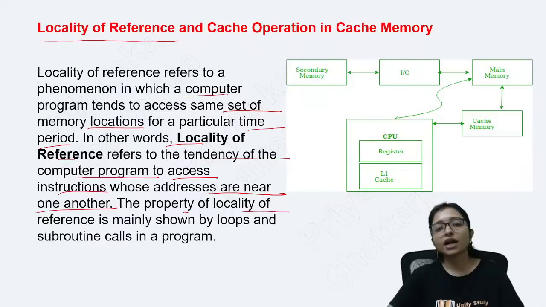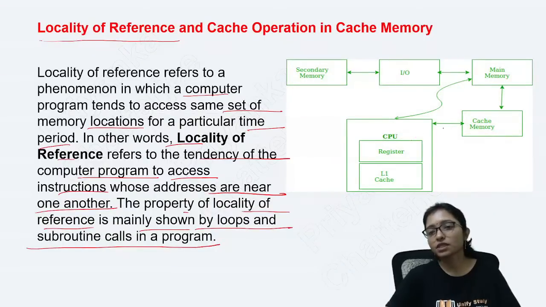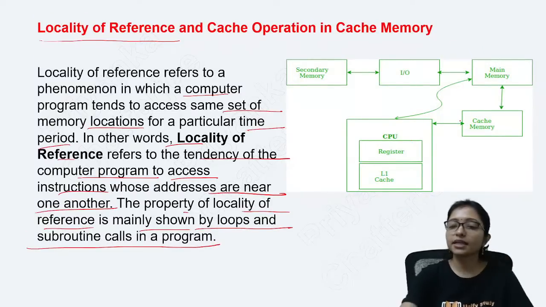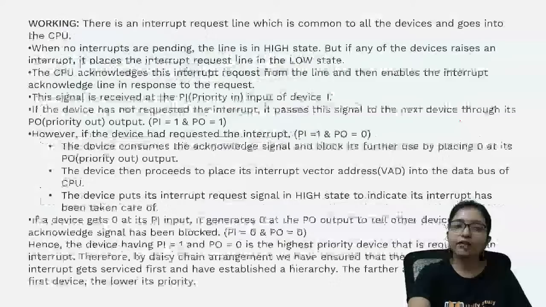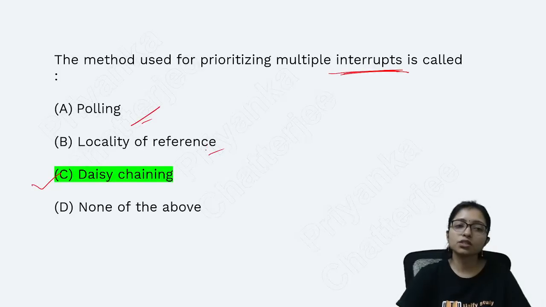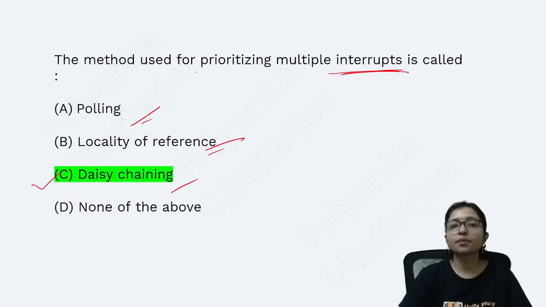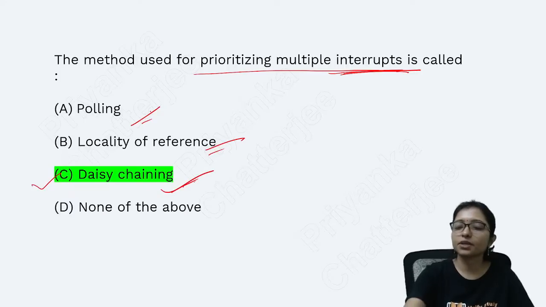This property of locality of reference is mainly shown by loops and subroutine calls. Where we are using it is mainly in loops and subroutine calls. Here you can see that from the CPU, whatever is very close to me, I will work on that area. That is the meaning of locality of reference. I hope it is clear. All the terminologies are clear from this question. All the terminologies I explained here: what is polling, what is locality of reference, what is daisy chaining, and what are the main differences. And that's why here, for prioritizing multiple interrupts, it is daisy chaining, because here it is the best one, not the polling.